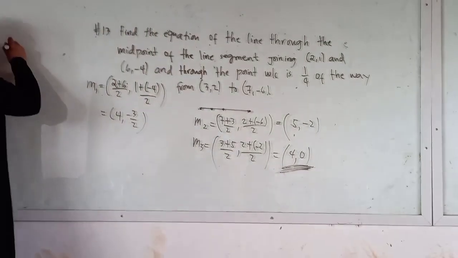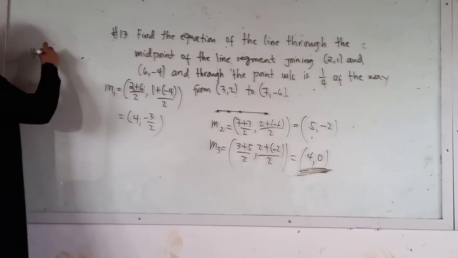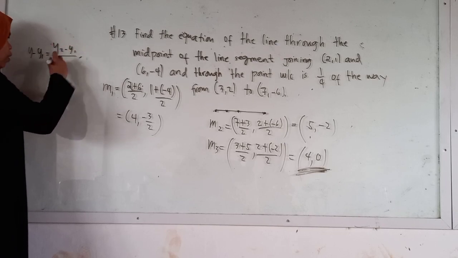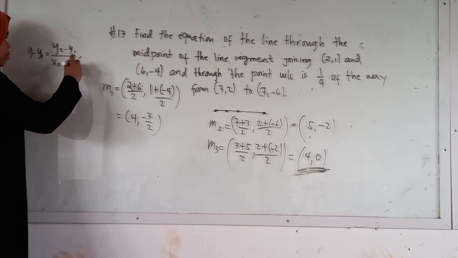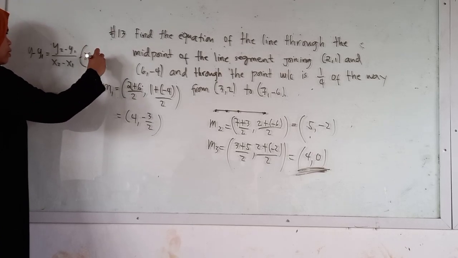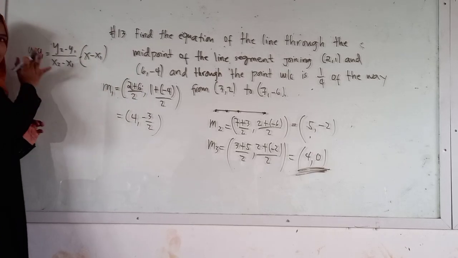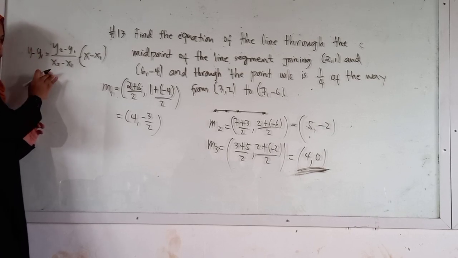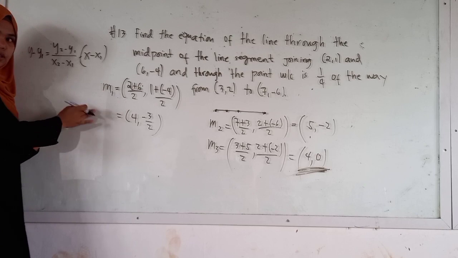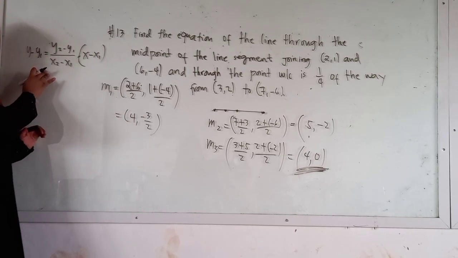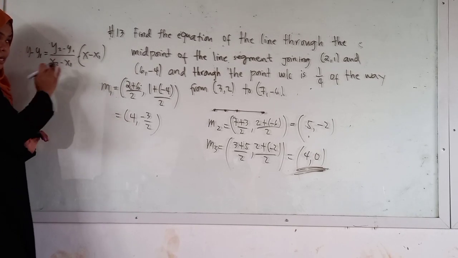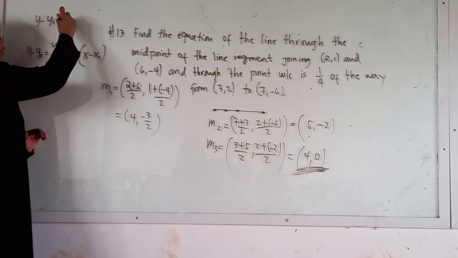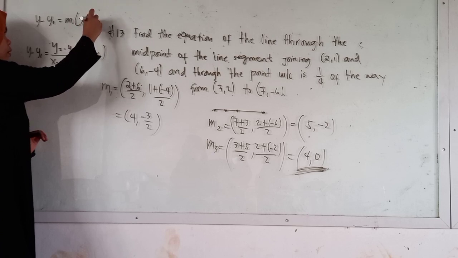Yung ganito, y minus y sub 1 equals y sub 2 minus y sub 1 over x sub 2 minus x sub 1 times x minus x sub 1. Okay, ang tanong, kailan natin ito ginagamit ng formula? Kung wala pa kayong slope, at meron na kayong 2 points, ito yung gagamitin nyo. Kung slope naman at saka isang point yung nakuha nyo, you are going to use the formula y minus y sub 1 and x minus x sub 1.